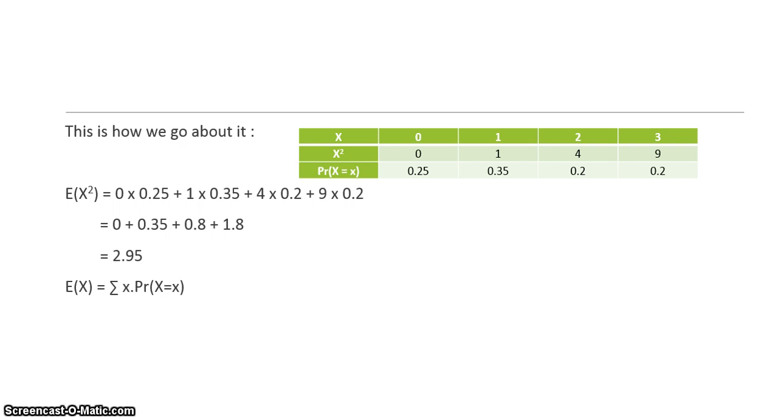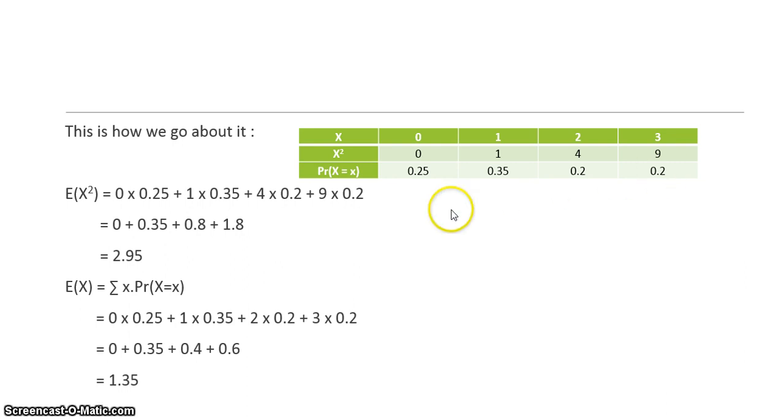Now let's find the expected value of x, using the method talked about earlier. I take each value of x and multiply it by its associated probability and add them together. So this calculation looks like this. 0 times 0.25 plus 1 times 0.35 plus 2 times 0.2 plus 3 times 0.2. Add them all together and I get 1.35.